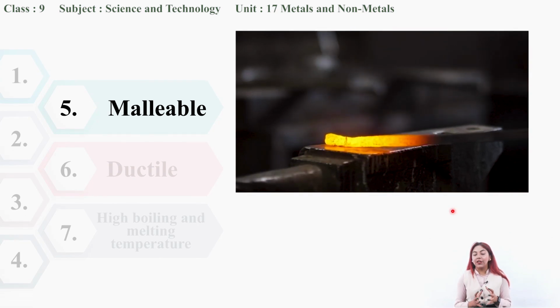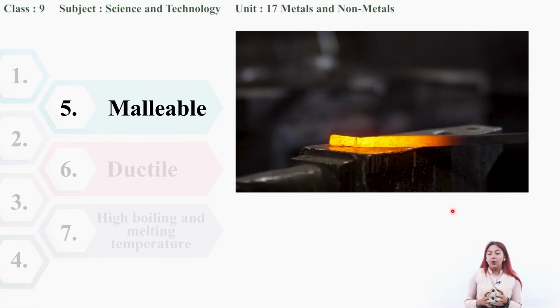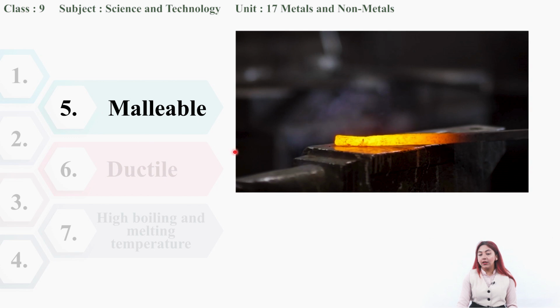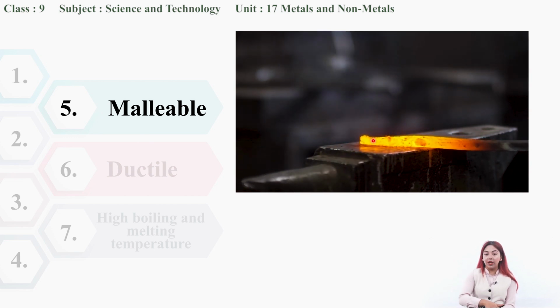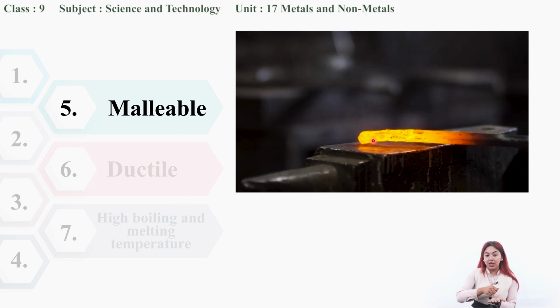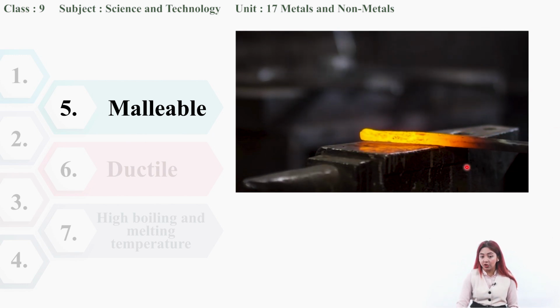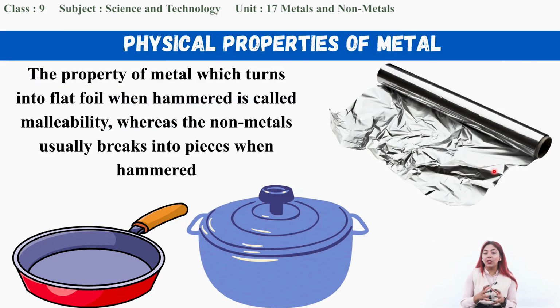Now another physical property is malleability. You can see here in the figure that when this metal is being hammered, it does not break while it is being changed into a thin sheet-like structure. Now this property of metal is known as malleability. The property of metal which turns into a flat foil when hammered, without breaking in that process, is known as malleability.